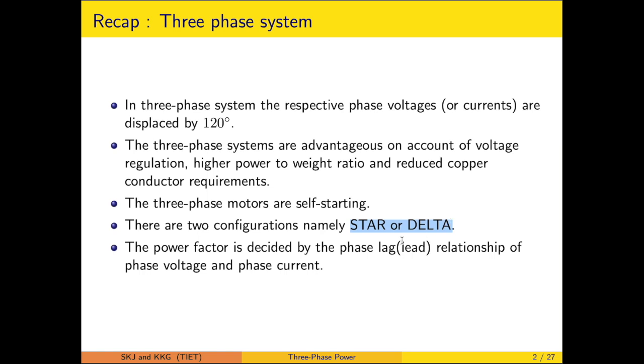Likewise, the important point here is that the power factor is decided by the lag-lead relationship between the phase voltage and phase currents. So please be mindful that it is related between the phase voltage and phase currents and not related with the line parameters.